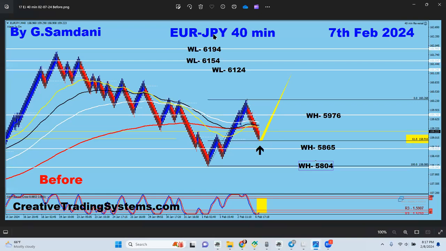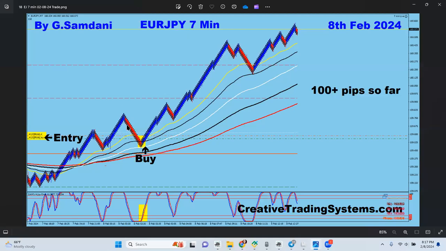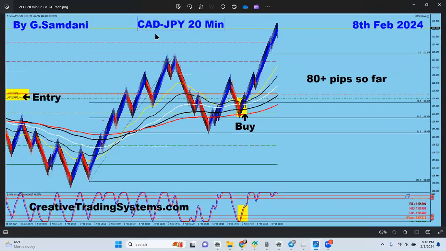Then euro yen also went up, and boom, from a 7-minute chart entry, beautiful by-the-book entry, buy orders right there, 100 pip, right? So these are the 3, and then the 4th one, CAD yen. I don't have a 40-minute chart on that one, but this is the entry from the 20-minute chart, and it went all the way to the upside, right? So 4 pairs gave me more than 500 pip today, based only on the yen index chart setup.